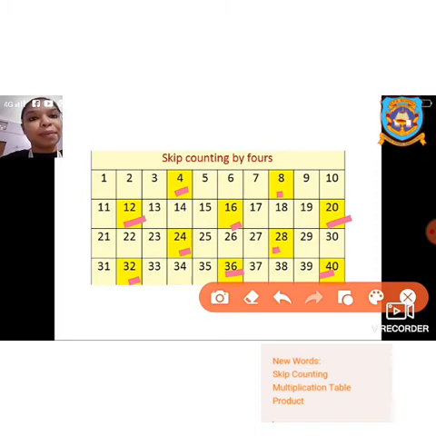Now what are these numbers? 4, 8, 12, 16, 20, 24, 28, 32, 36 and 40. So these are the numbers of the multiplication table of 4. So skip counting helps us to understand and learn the multiplication table. With skip counting we can learn the multiplication table.